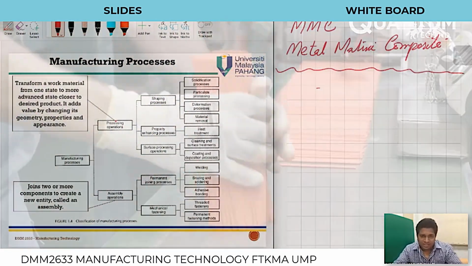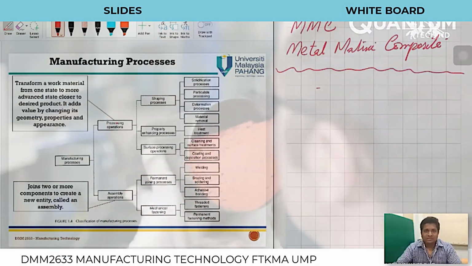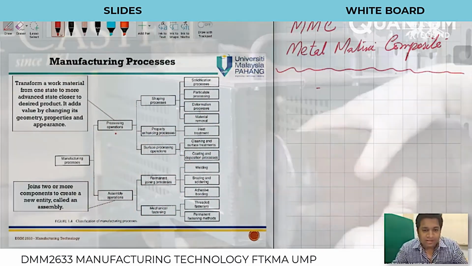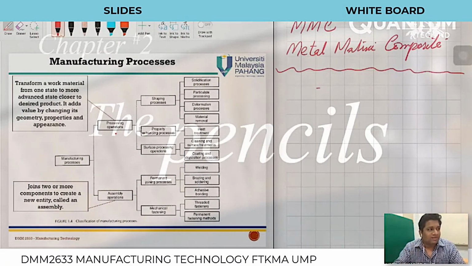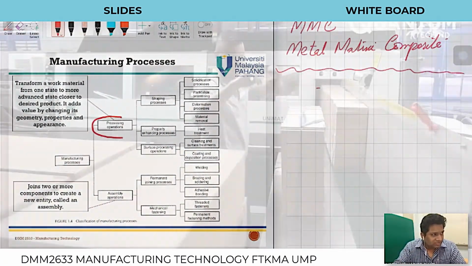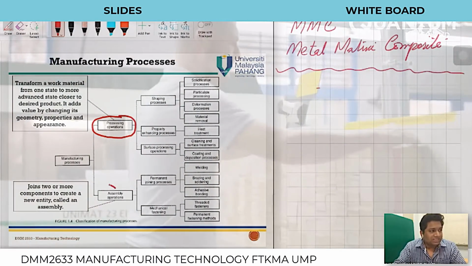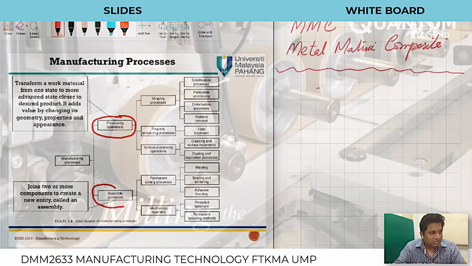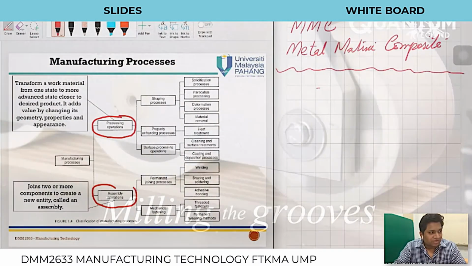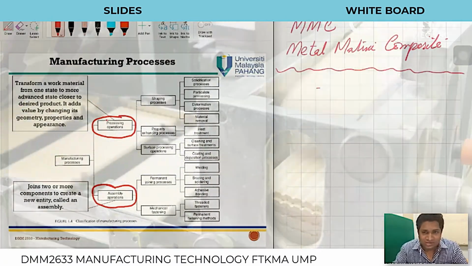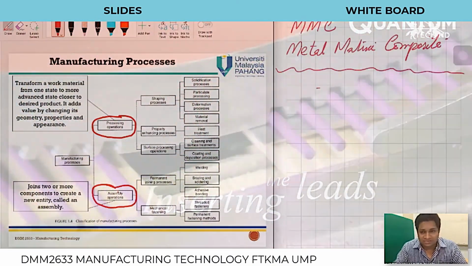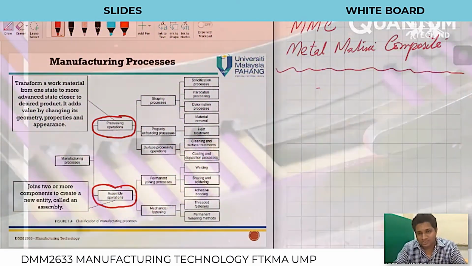So manufacturing or manufacturing process can be classified in two main things. Number one is processing operation, number two is assembly operations. Just now I already told you what is assembly operation, right? And number one is processing operations. Number two is assembly operations. What is processing operations?